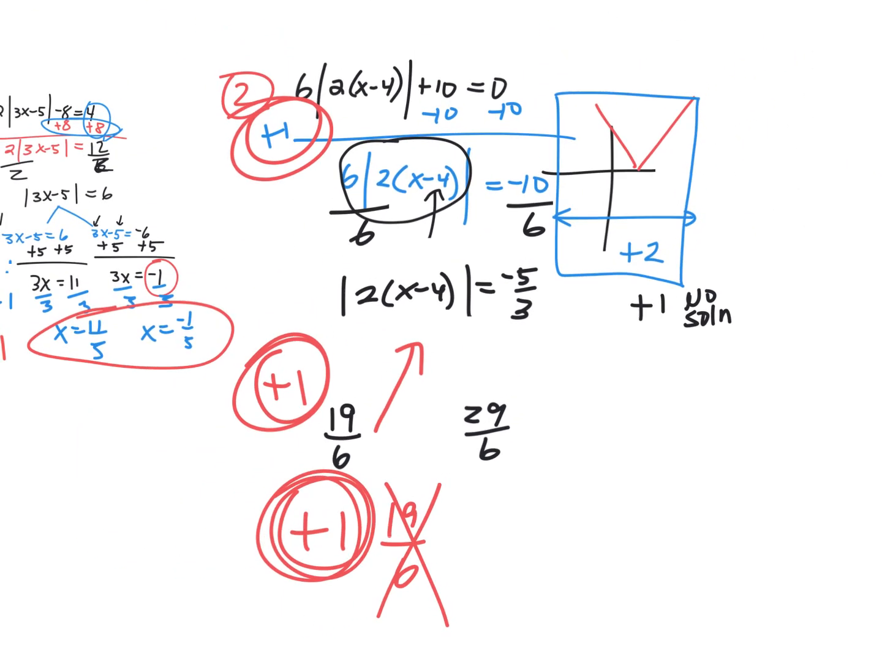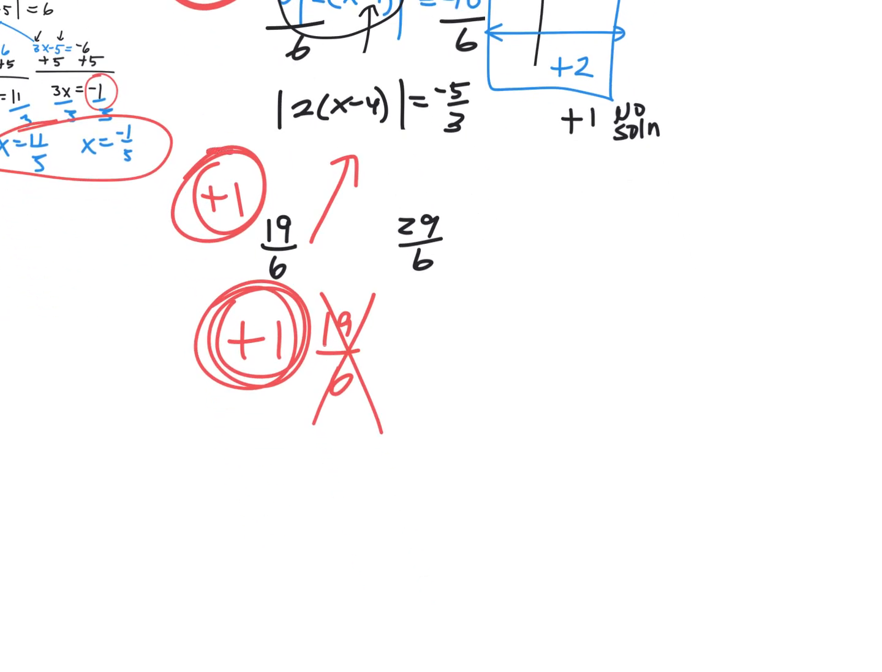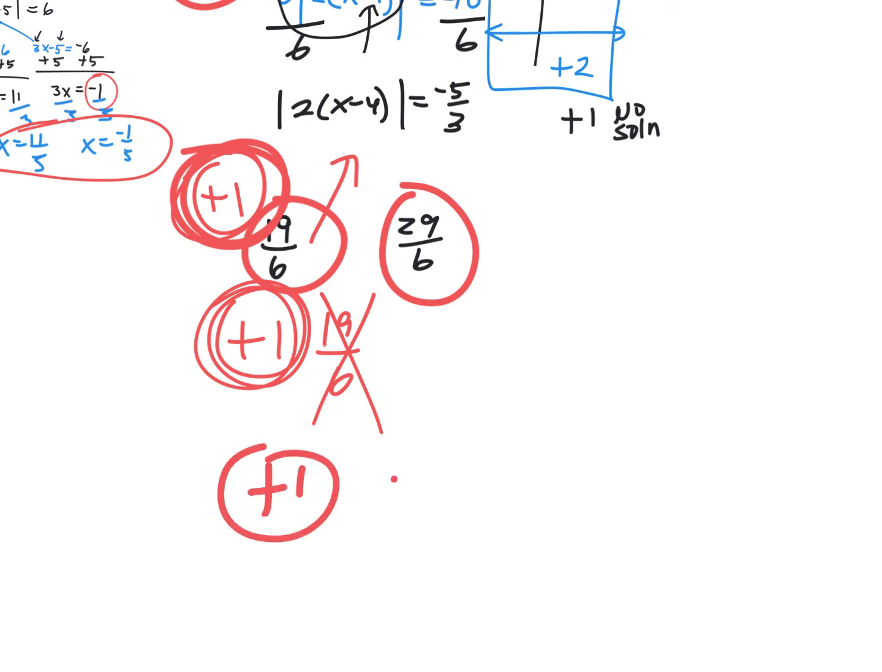So it was 1 point for starting right, and then 1 point for taking and getting these answers, and then 1 point for showing how they don't work, and then 1 point for the actual answers, which are no solution or extraneous.